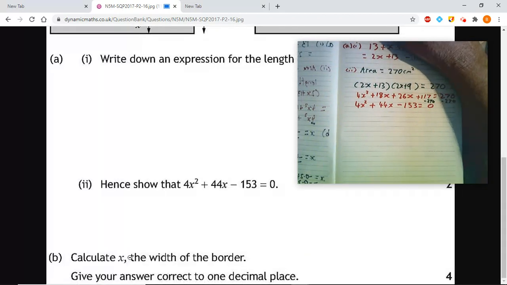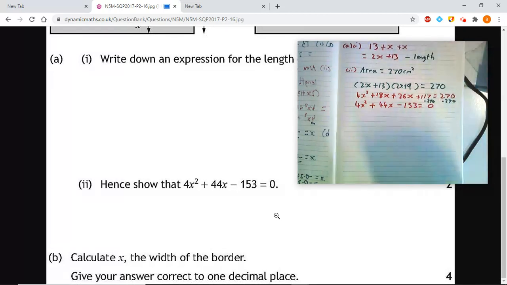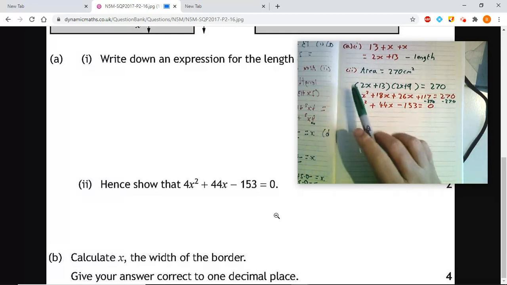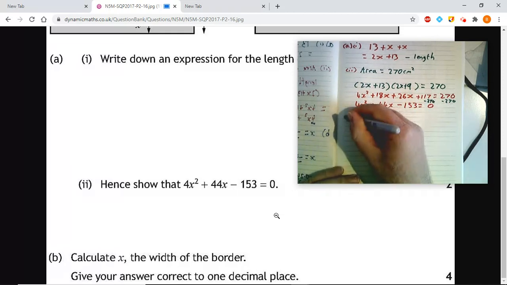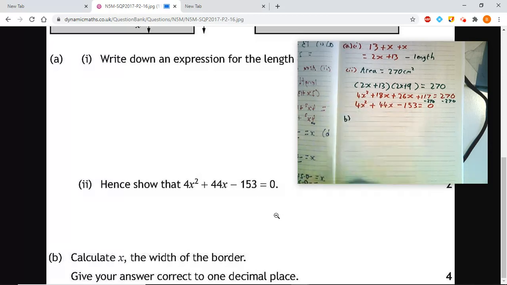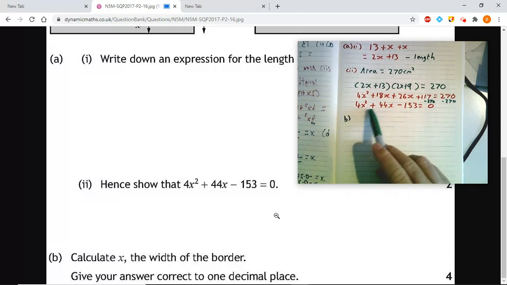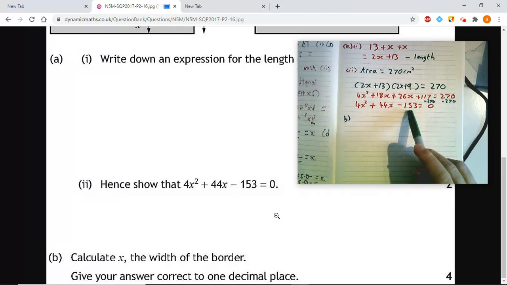It says, calculate x, the width of the border, give your answer to one decimal place. Now, the good news is, if you got to question A part 2 and you had a panic attack and couldn't do any of this, you would still be able to have a go at question B. Because for question B, all you need is this very final step, 4x squared plus 44x take 153 equals 0, and they give you that in part 2.